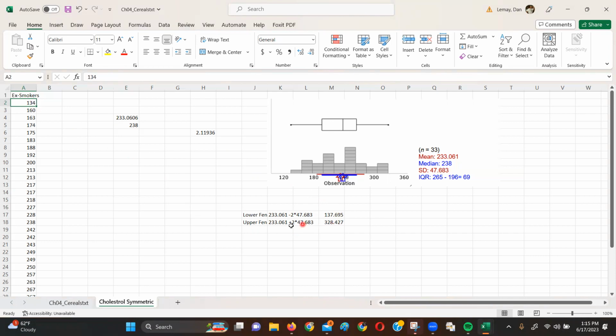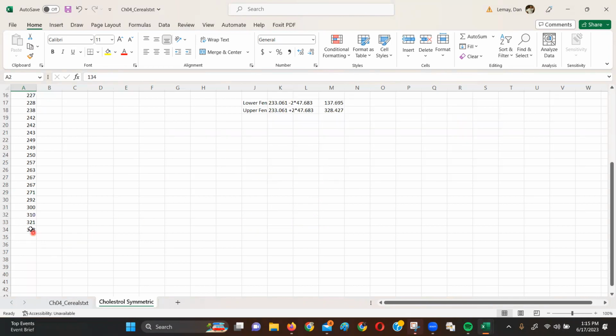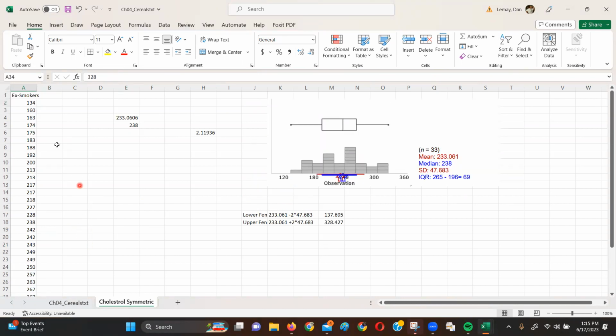And then the upper fence, I did the mean plus 2 standard deviations. That's 328. And I think 328 is exactly the highest, but our upper fence is just beyond it. So we couldn't consider that an outlier. So this data set does have one outlier. That 134 is an outlier based on this 2 standard deviation test. Okay, I hope this answers your question about how you figure outliers. It depends on the shape of the distribution, and then you use one of the 2 tests.